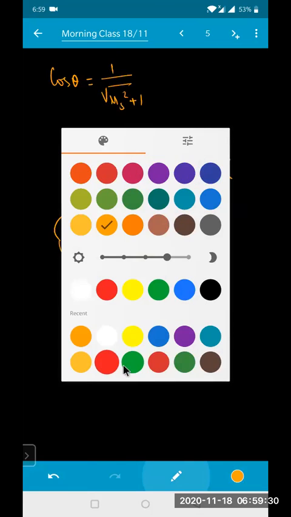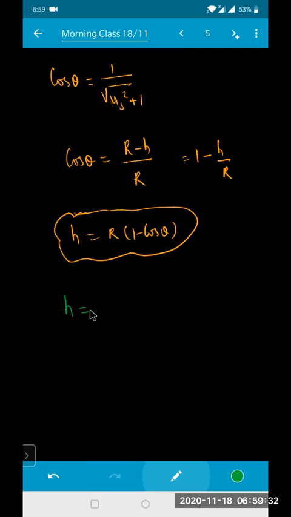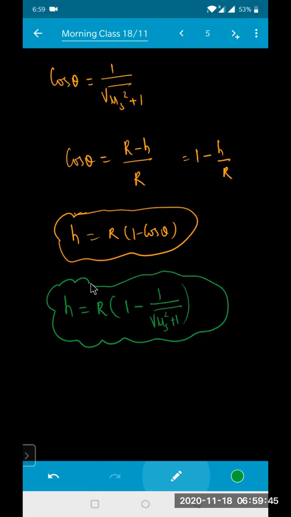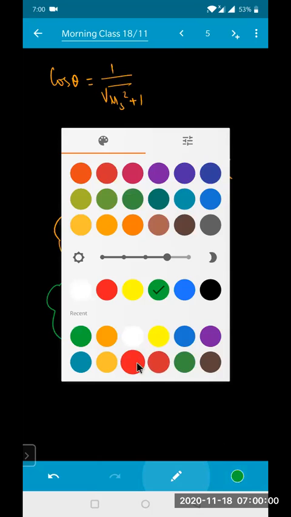So if you need to calculate the height, h will be equal to R into 1 minus cos theta, and the value I already got is 1 over the square root of mu square plus 1. So this will be the height h. I hope you got an idea related to that. Let's try to do some problems.